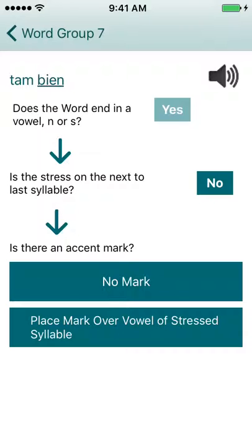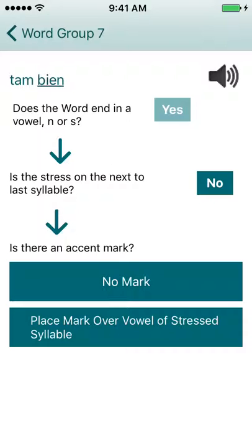With these words in word group 7, and I'll show you what word group 7 is in just a second, I'll show you a list of words. But we've already chosen a word, and the word is también. And we're in the middle of processing that word through this word set processor. And so the rules say that if a word ends in a vowel, an N, or an S, and the stress is not on the next to last syllable, it will get an accent mark on the stressed syllable.